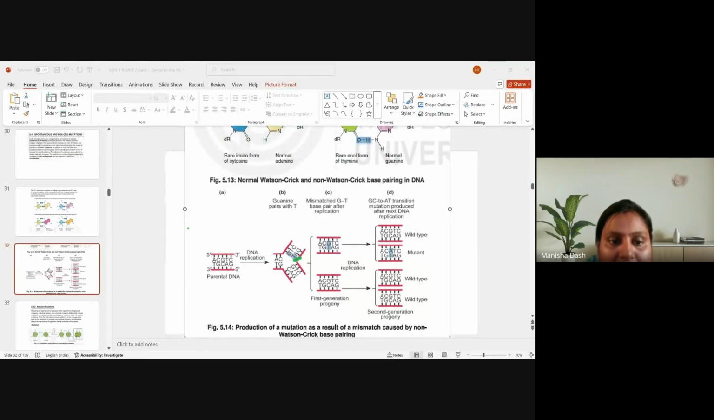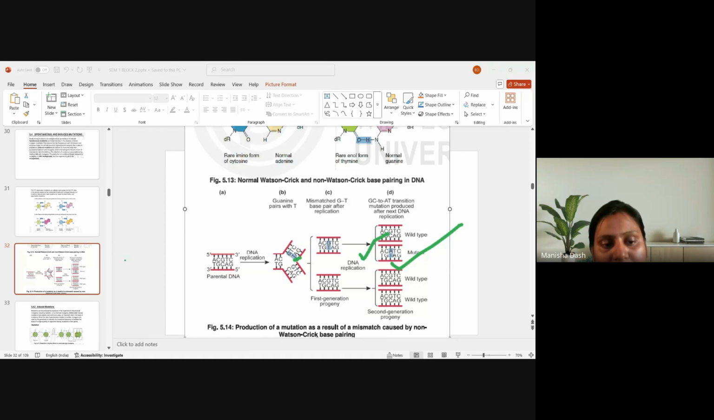Shaded portion. Okay. So when the next round of replication is happening, the G is normally present there. So the G again has mispaired with another thiamine. But the thiamine which is present here will normally pair with an adenine. So look, compare the sequence of this replicated DNA with the parental DNA.